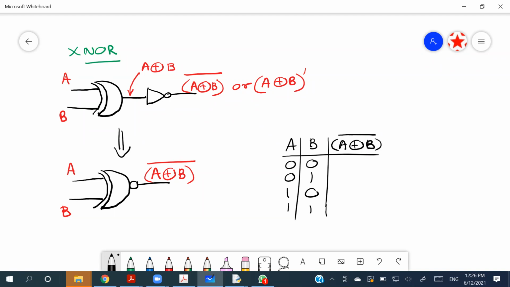Once the inputs differ from each other, it gives you 1. So here it goes the other way around. If inputs are identical, it's going to give you a 1.